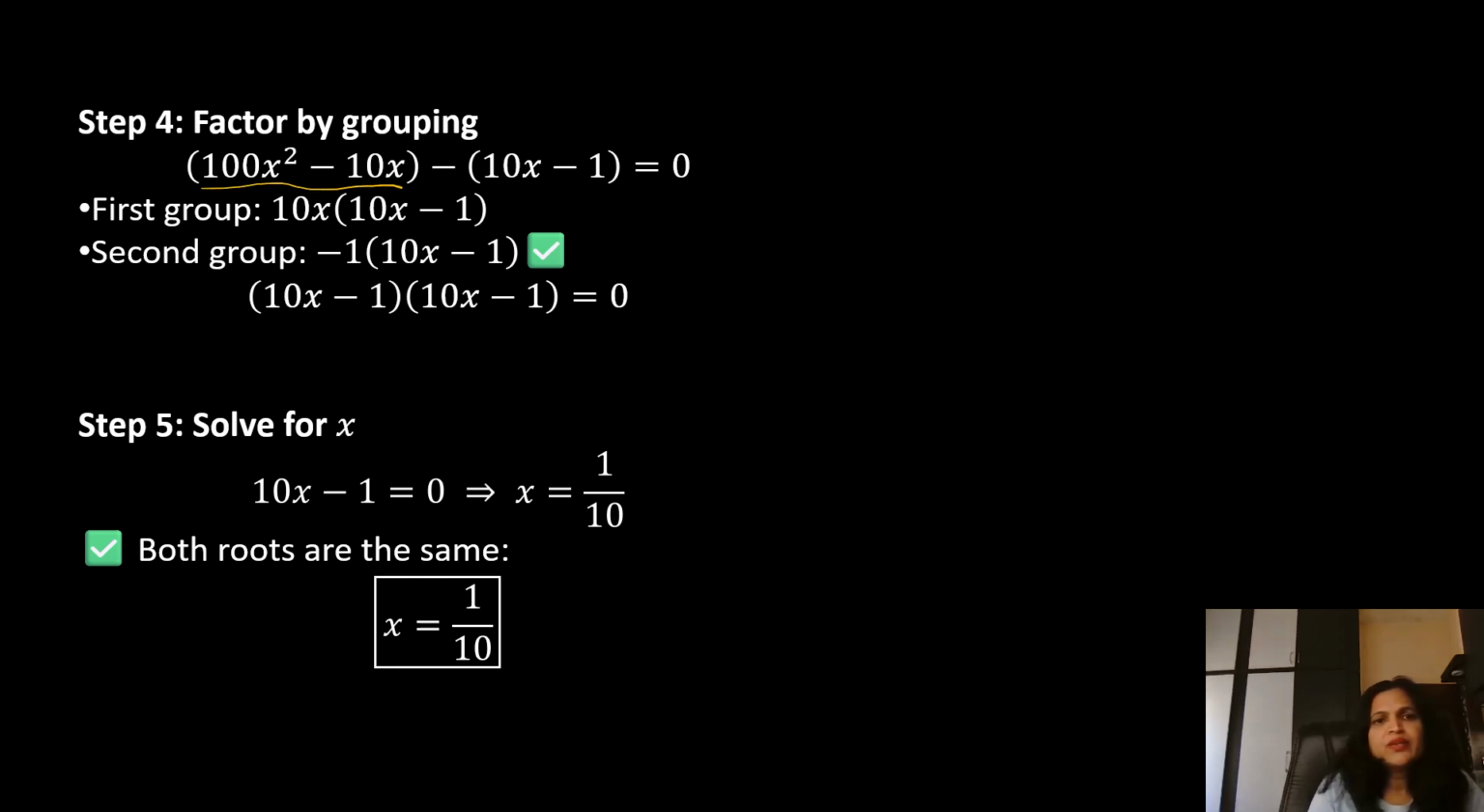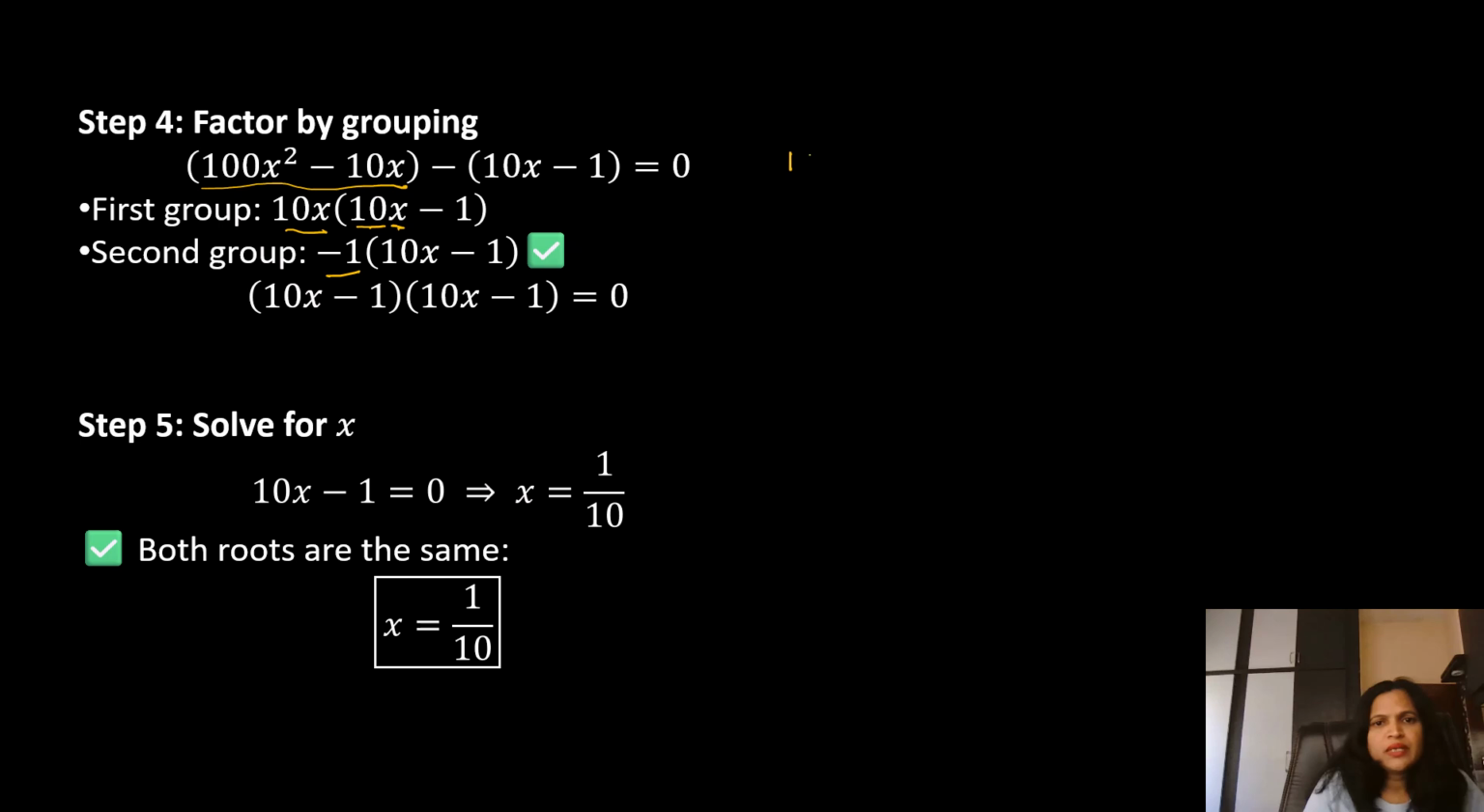Next, in the first group, what is common? Here 10x and here 10x. 10 tens are 100. So take 10x common outside. Inside, 10 tens are 100, and 10x into x is x square, that's why x is inside, 10x outside. The minus 1 comes, next 10x minus 1. Here, take minus 1 common outside, 10x minus 1 remains inside. The minus remains as it is, instead I am writing 1 here.